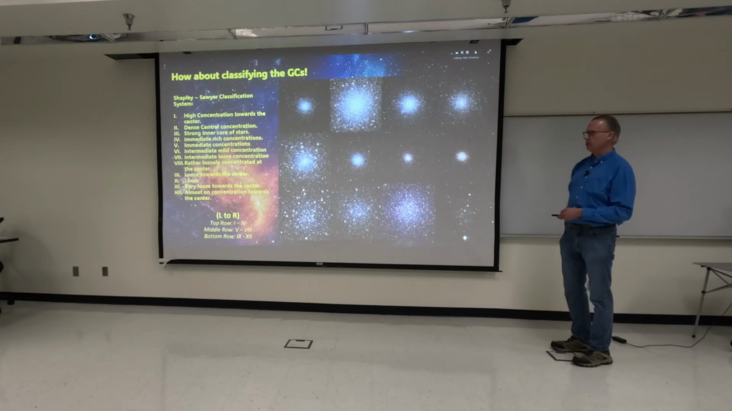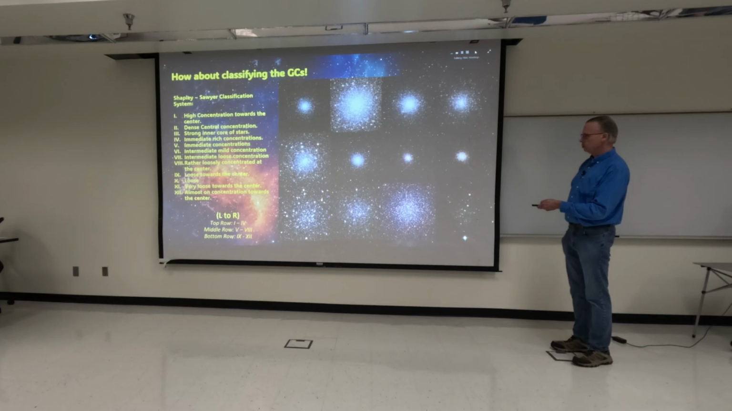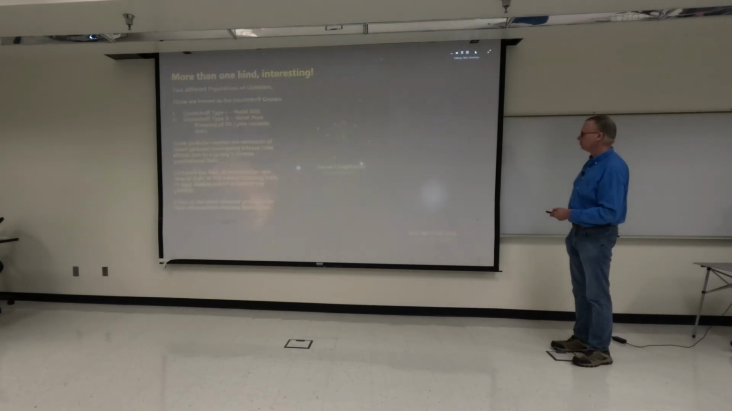This is the Shapley-Sawyer classification system. It goes from class 1, a very concentrated pack of stars, to the other end, where we have almost no concentration towards the center, as you go from left to right and going down. Here the stars are very distributed outwards, and that should actually say almost no concentration towards the center. So we can classify these globular clusters based on the nature of the concentration of the stars in the central region versus the outer areas where they're more dispersed.